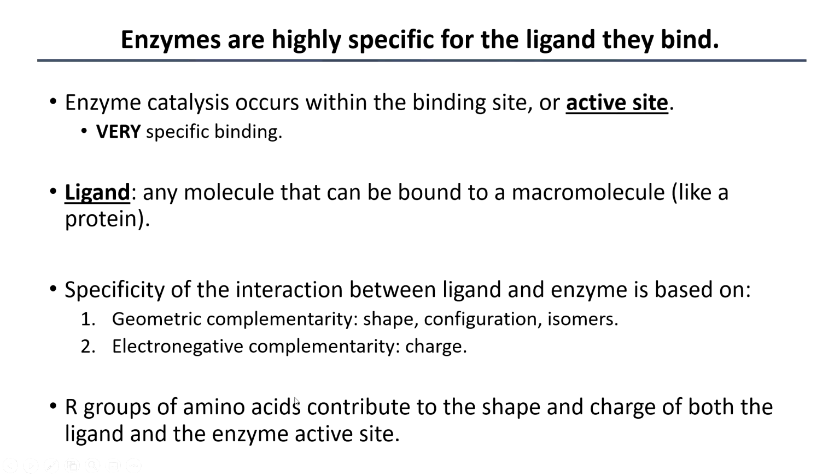The R groups of the amino acids, because they differ based on size and also based on charge, will usually contribute to the specificity between a substrate and the enzyme's active site. And so it's the R groups of the amino acids in the active site that determine geometric and electronegative complementarity.